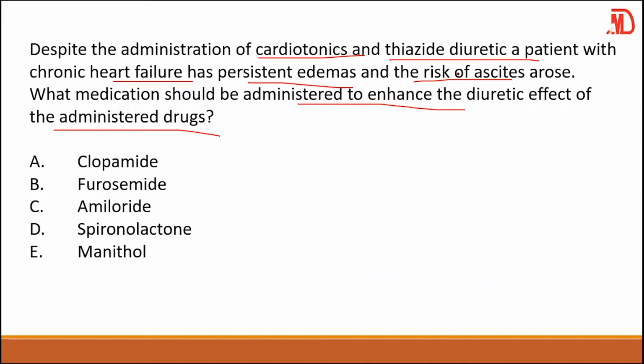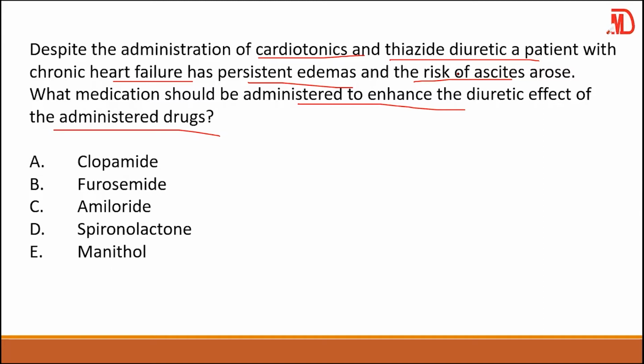Fluid inside the body. And when there's too much fluid inside the body, you want to drain it out. And usually what we normally use is the thiazide. And the furosemide is a type of what? A thiazide. That's what we normally use. But they are saying that despite the administration of these diuretics and cardiotonics, the patient is still having the persistent edema and the ascites and stuff like that.